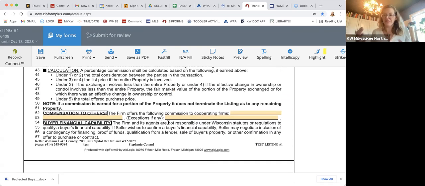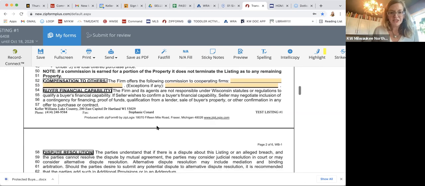When you're going through these with your clients, you don't want to get too much into the weeds. So we're talking in what's most typical. So, the commission is a percentage of the sale price.